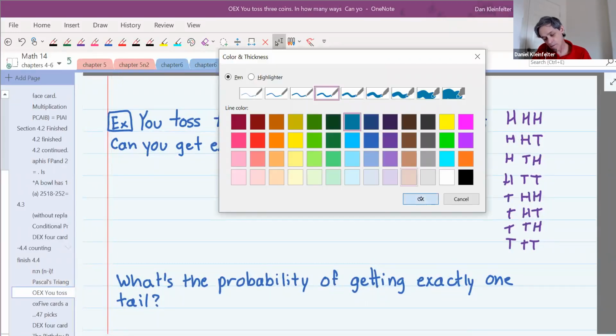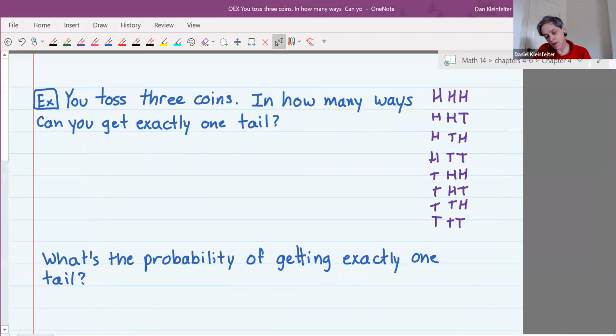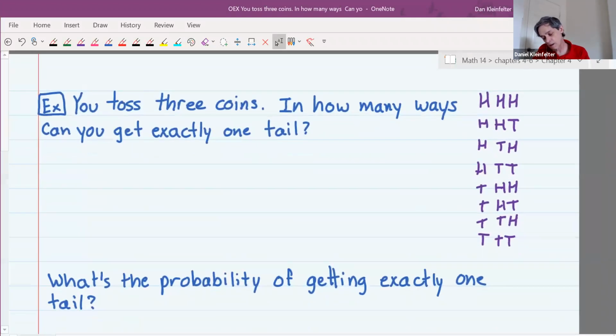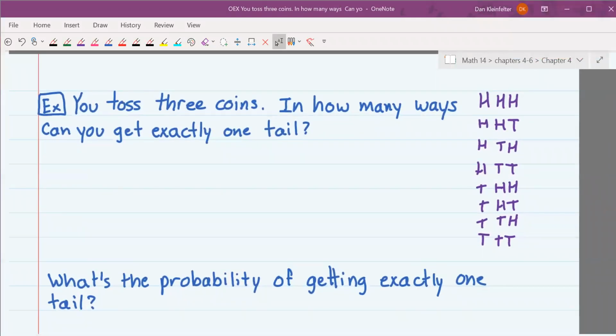So for this one, the story is you have 3 coins. We want to know how many ways there are for you to get exactly 1 tail. So I've written out the sample space for you so that you can take a look. We want to know how many ways there are to get exactly 1 tail. So there are 1, 2, 3 ways of getting exactly 1 tail. So the answer to this question is 3.